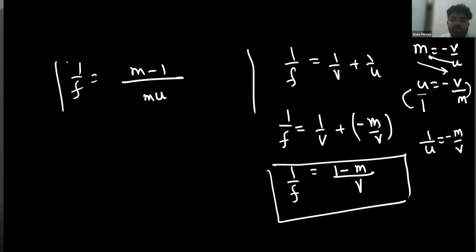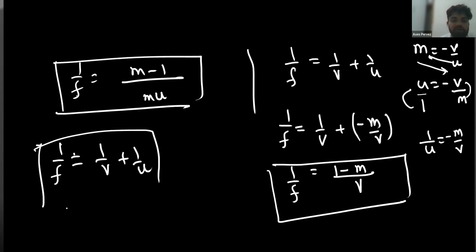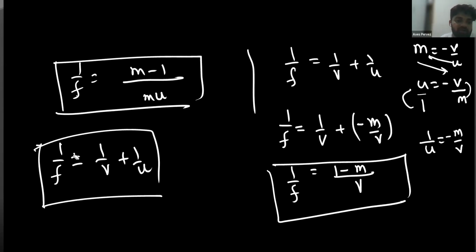So note it down: if we are given m, v, and f only, no u, then you have to use this formula. If we are given f, m, and u, no v, then you have to use this formula. And if we are given f, v, and u, no m, then you have to use this formula. Got it? Yes, sir. The three formulas you have derived from the formula.